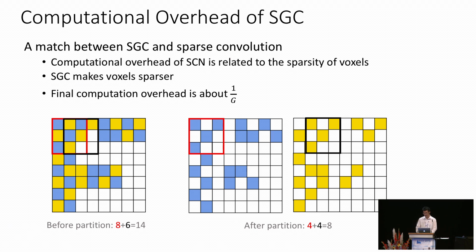So, why can SGC reduce the computation overhead of SCN? The key is that we found a match between spatial group convolution and sparse convolution. As shown in the figure, the computation overhead of sparse convolution is related to the sparsity of voxels. Since SGC makes voxels sparser by partitioning, the final computation overhead is about 1/G of the original computation. As shown in the figure, computation is reduced from 8 plus 6 to 4 plus 4.